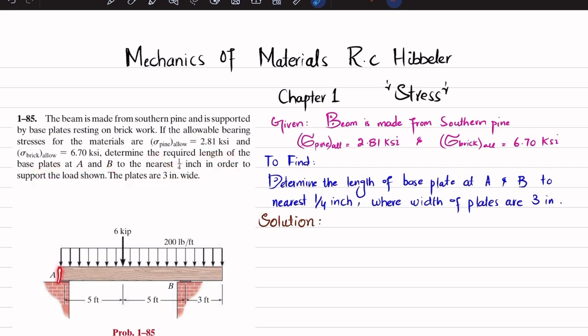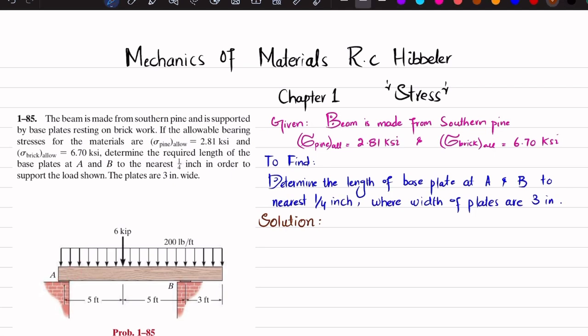So you can see this is the beam made up of southern pine, and there is a uniformly distributed load over the whole length, that is 200 pound per feet, and there is a 6 kip load at a distance of 5 feet from this point A, and there is a base plate between this beam and this brick. So you have to find the length of this base plate. So let's start with the solution.